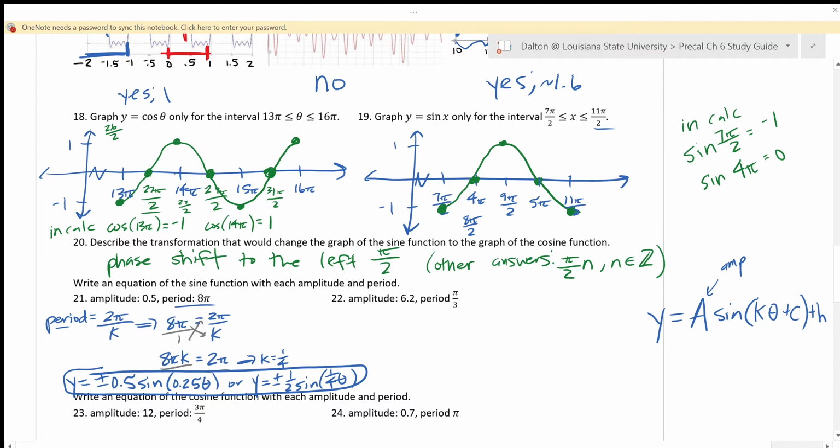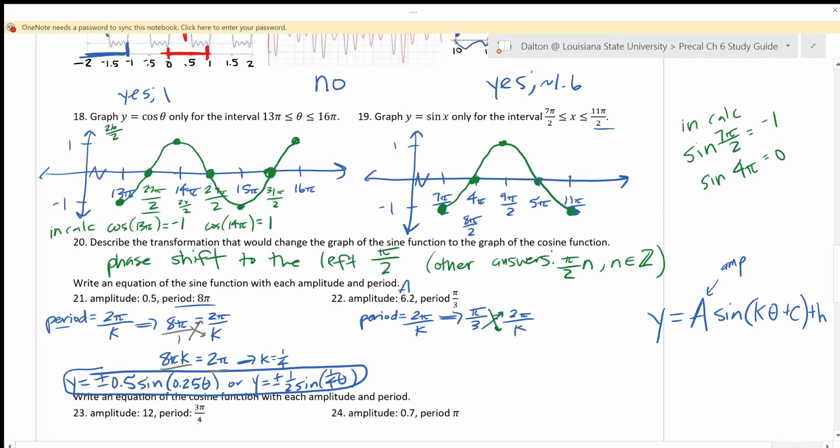Okay, number 22 is just like this one. Amplitude of 6.2, period of pi over 3. So again, amplitude is easy. That's A. For period, we're going to say, okay, the period is 2 pi over k. So I need to solve for k. So I can plug in pi over 3 for period, set that equal to 2 pi over k, and then I can cross multiply to solve for k.